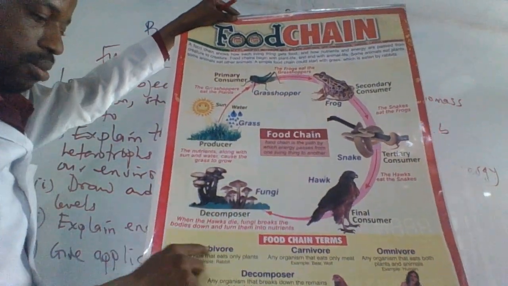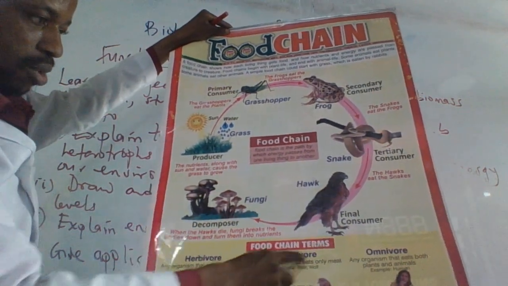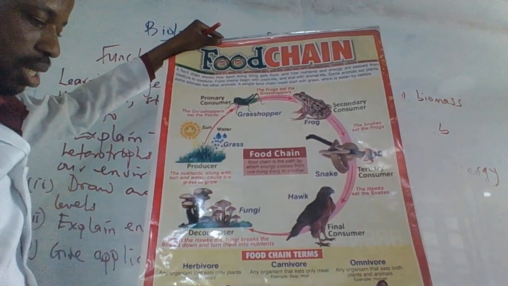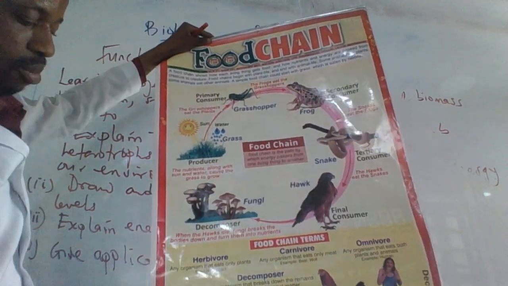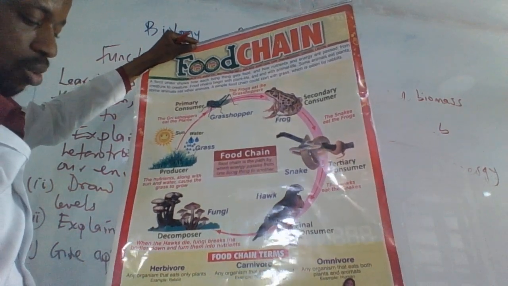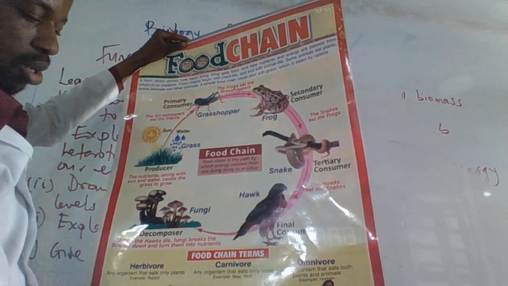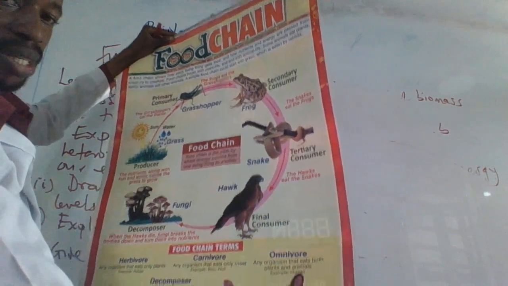The herbivores, you can see them. The carnivores, the omnivores, the decomposers. You can see here the grass producers gain energy from the sun to produce what this one feeds on. The bird is the primary consumer. Then the chicken feeds on the bird. Then the human being feeds on the chicken. Then the decomposer. You can see it here.